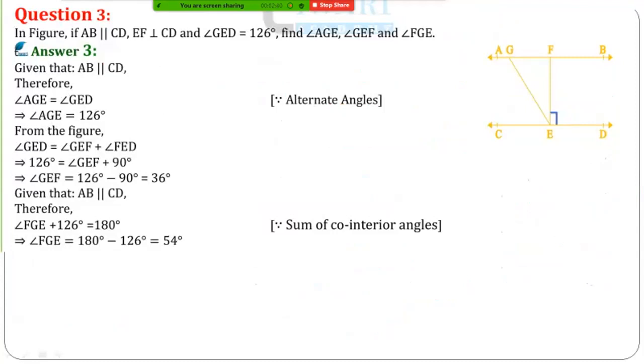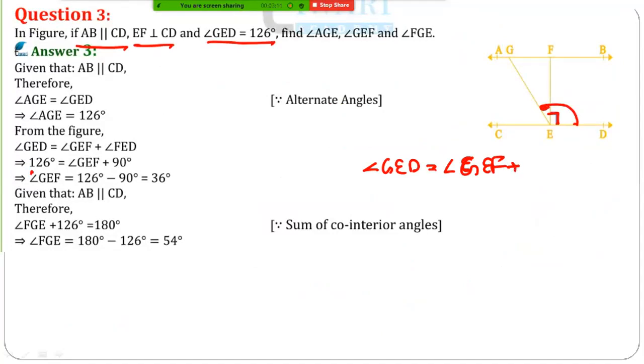So next question is question number 3. In the figure, AB is parallel to CD and EF is perpendicular to CD and angle GED is 126. This angle is 126. So this is formed by two angles, that is 90 degrees plus this angle. So angle GED is formed by two angles, that is angle GEF plus angle FED. So angle GED is 126, and angle FED is 90 degrees.